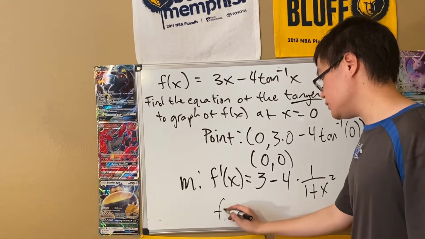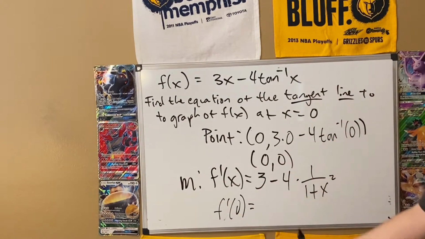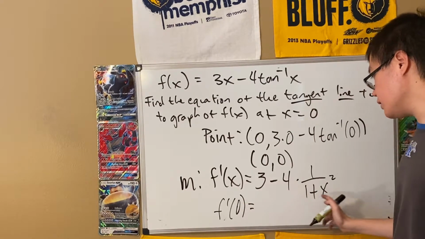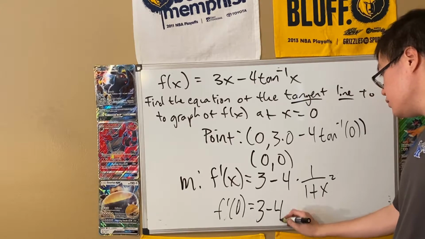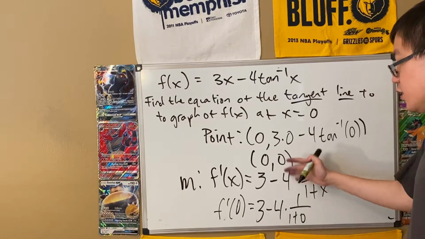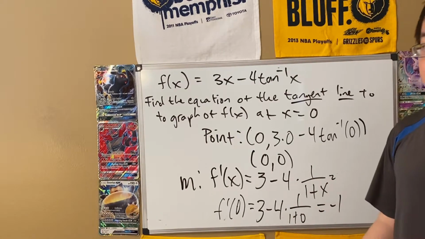Now I need to plug in the 0, but it's a lot easier because there's no more trig, because we took the derivative of inverse tan. So in this case, we're going to plug in 0. Notice we can just write it out: 1 over 1 plus 0. 1 plus 0 is 1, 1 over 1 is 1, 3 minus 4 is negative 1. So it looks like we have a pretty easy line here.